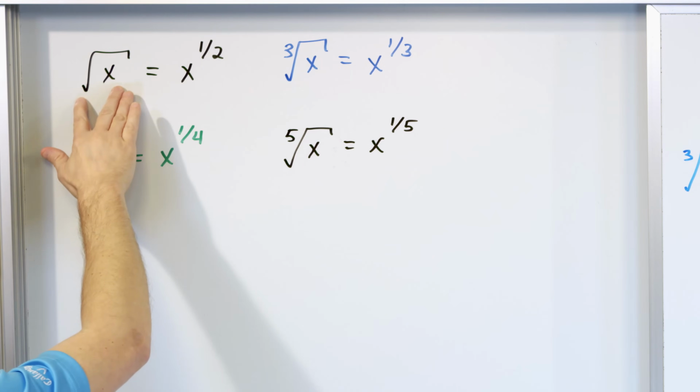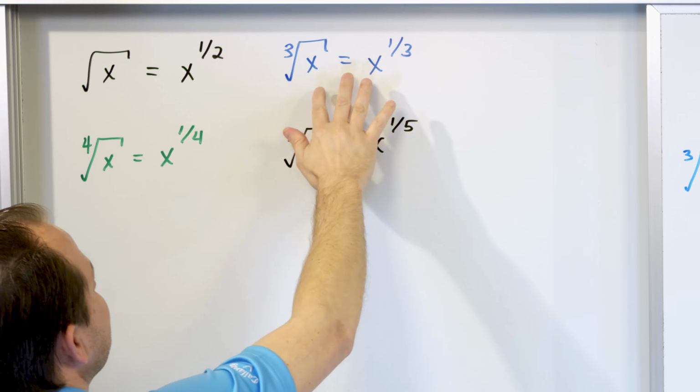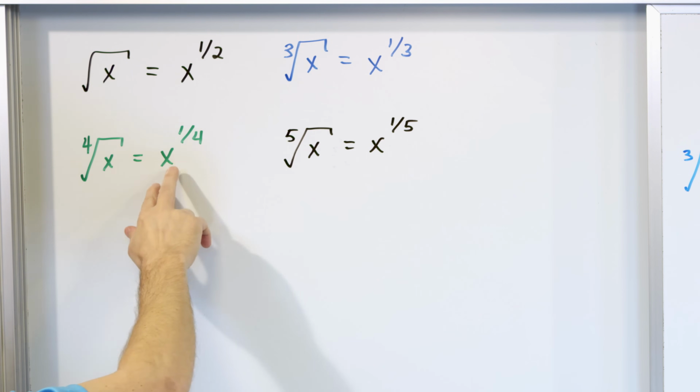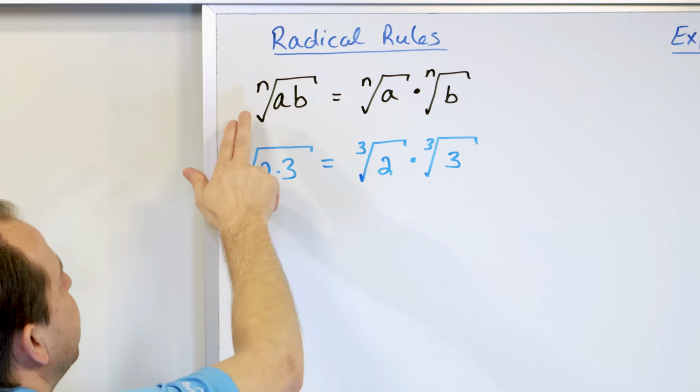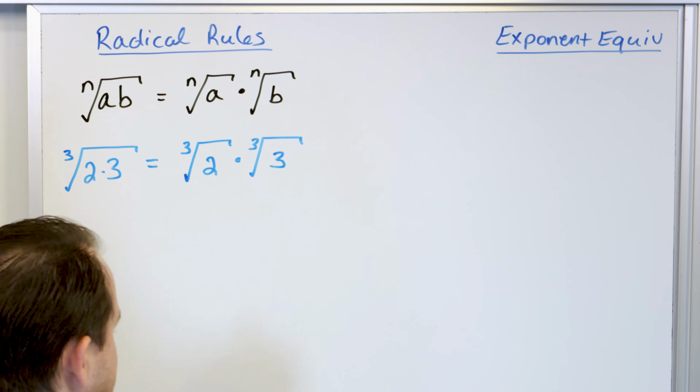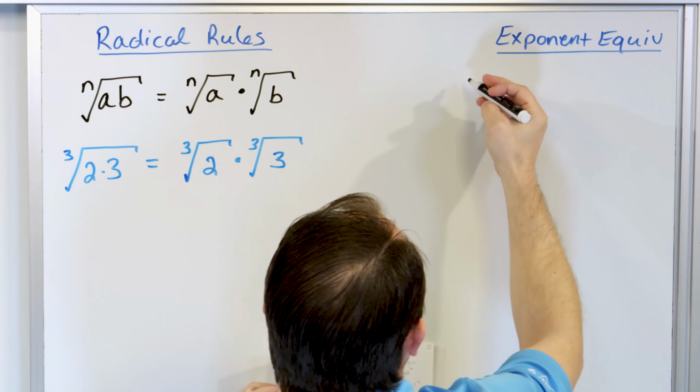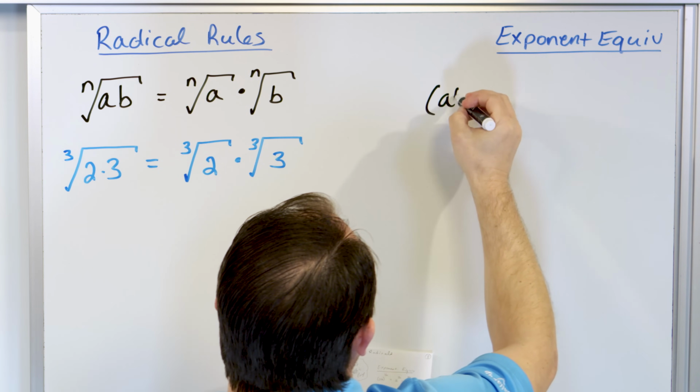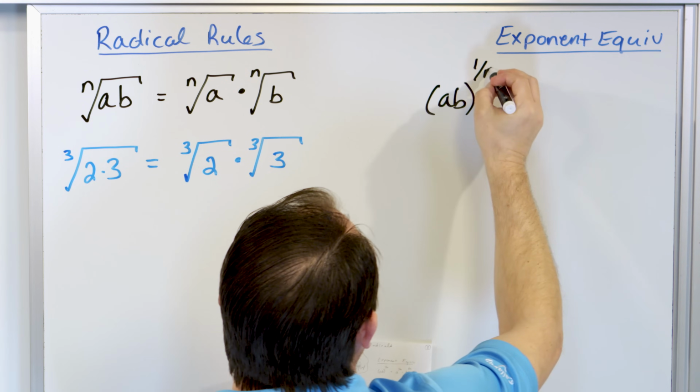Remember, a square root is something to the 1/2. A cube root is something to the 1/3. A fourth root is something to the 1/4, and so on. So the nth root of anything, for instance, AB here, would be AB to the 1 over nth power, right?